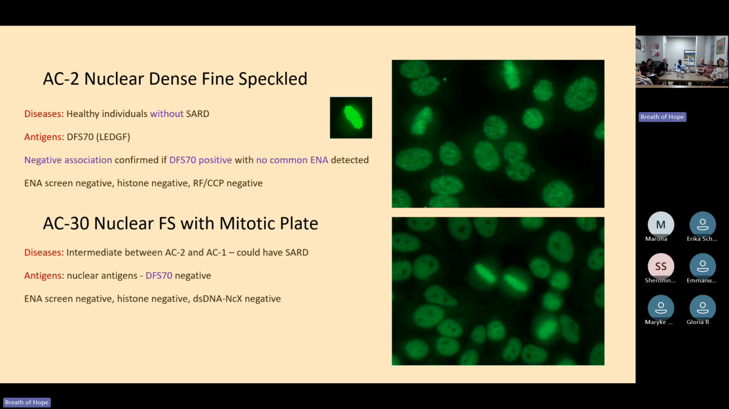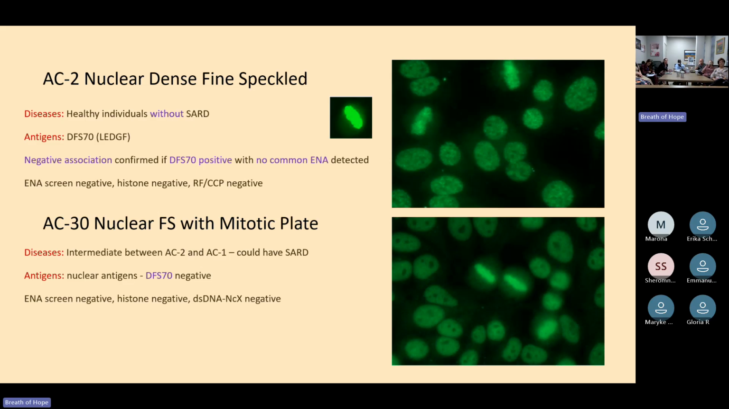All right, then there's a bit of a variation. This is the one that's been recently included. So this is the one that's called nuclear fine speckled with mitotic plate. It looks similar, as you can see, except that your interphase cell is not as speckly. And when we measure the DFS70, it's negative. Okay, so it's a bit of a tricky one. So then we do have to make sure there aren't any other ENAs, because this pattern might arise due to the combination of nuclear antigens, like the ones that you associate with SLE.